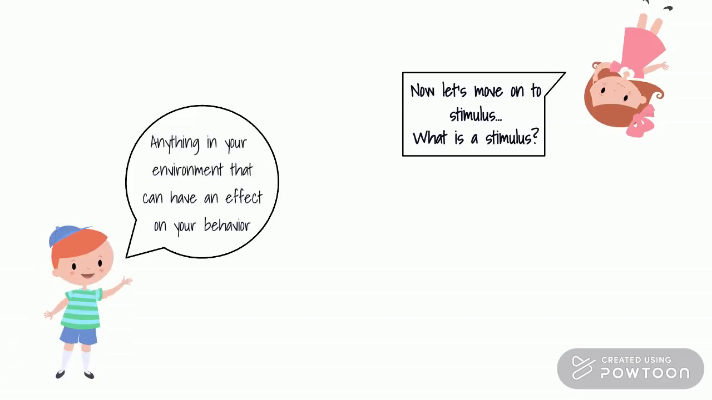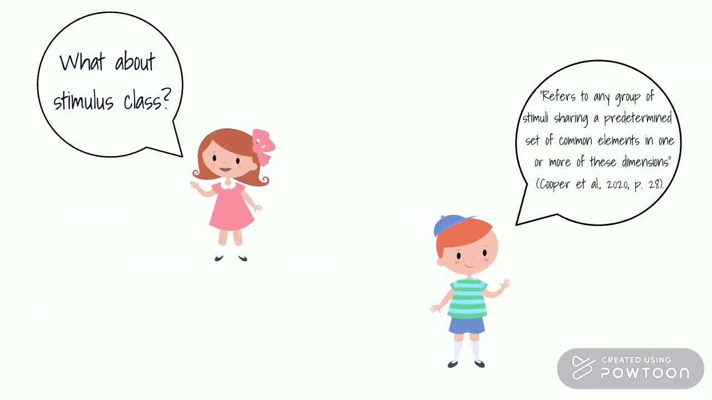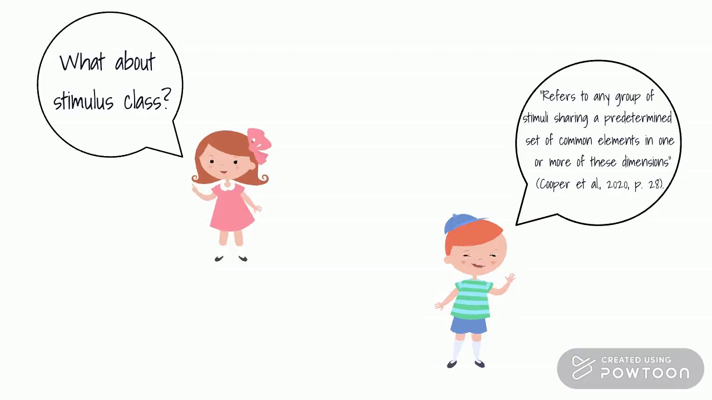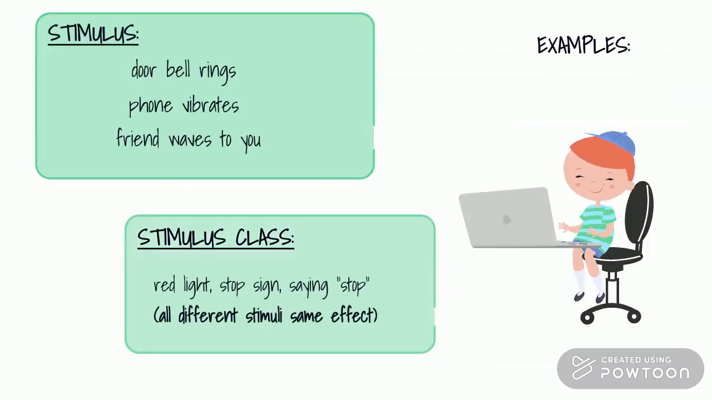What is a stimulus? A stimulus is anything in your environment that can have an effect on your behavior. What about stimulus class? Stimulus class refers to any group of stimuli sharing a predetermined set of common elements in one or more of these dimensions. An example of a stimulus is when a doorbell rings, a phone vibrates, or a friend waves to you. An example of a stimulus class is a red light, a stop sign, saying stop, all different stimuli, but they all have the same effect.